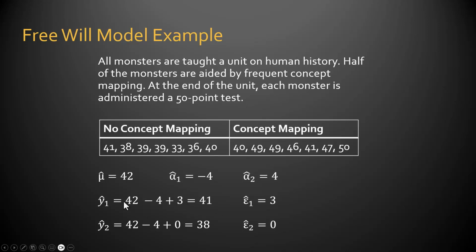We actually take what we observe minus what we predict. Does that sound familiar? Isn't that how you calculated residuals from way back when we first started this course? What we observe minus what we predict. What I predicted was a 38. What I observed was a 41. So that monster's 3 more than what I would have predicted. If I go to the second monster, 42, and take away 4, for being in the no concept mapping, that's a 38. And that's what that monster got, a 38. And so the residual for that monster is 0 because they're right on what we predicted.